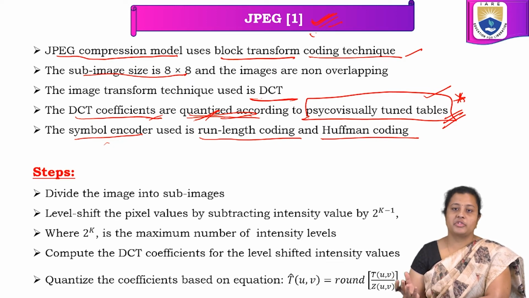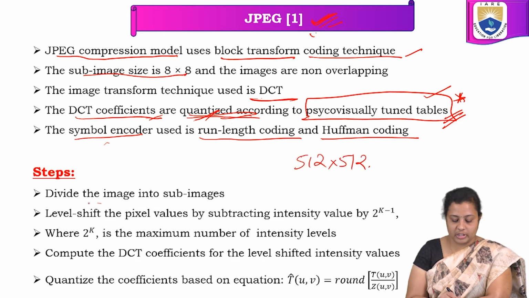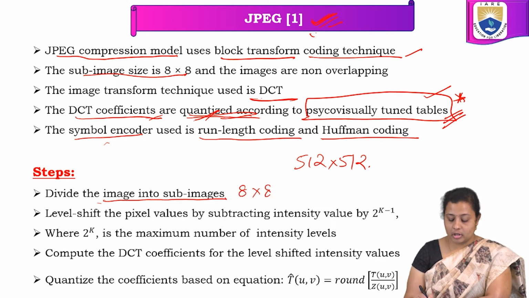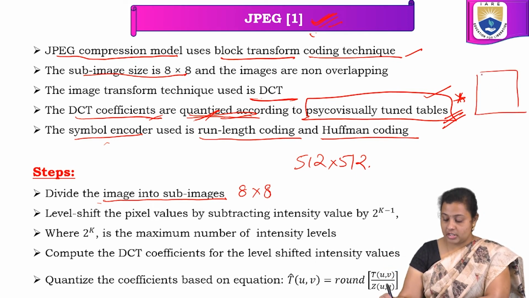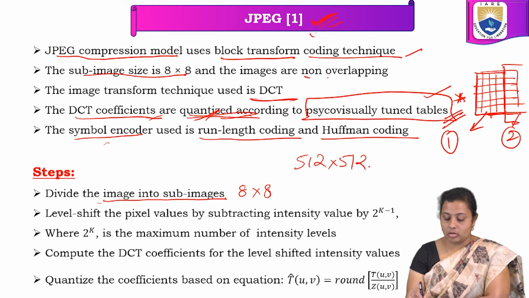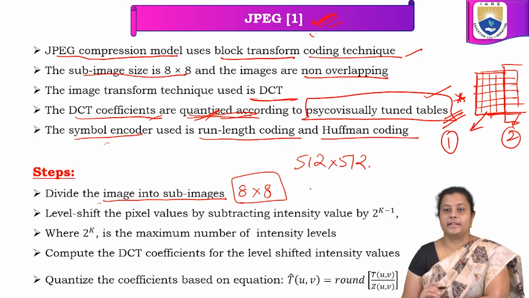The first step: say we have a whole image of 512 by 512. First we divide the image into subimages of size 8x8. They are non-overlapping, which means no pixel is repeated. So if I am considering 8x8, suppose this is one subimage, and my second subimage will start from here. So they are non-overlapping and of size 8x8 in JPEG.